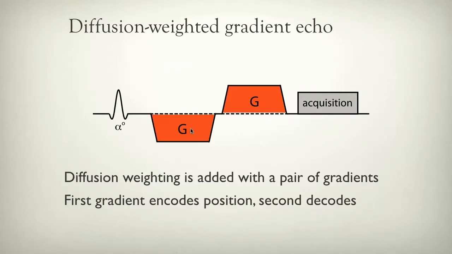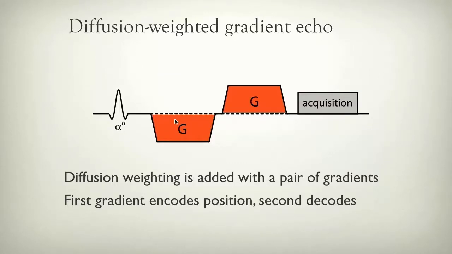And so if you look at this, one characteristic of this is that the area in total underneath these two gradients is 0 because they cancel each other out. One's positive, one is negative. And once again, these gradients are going to encode position and then decode position.